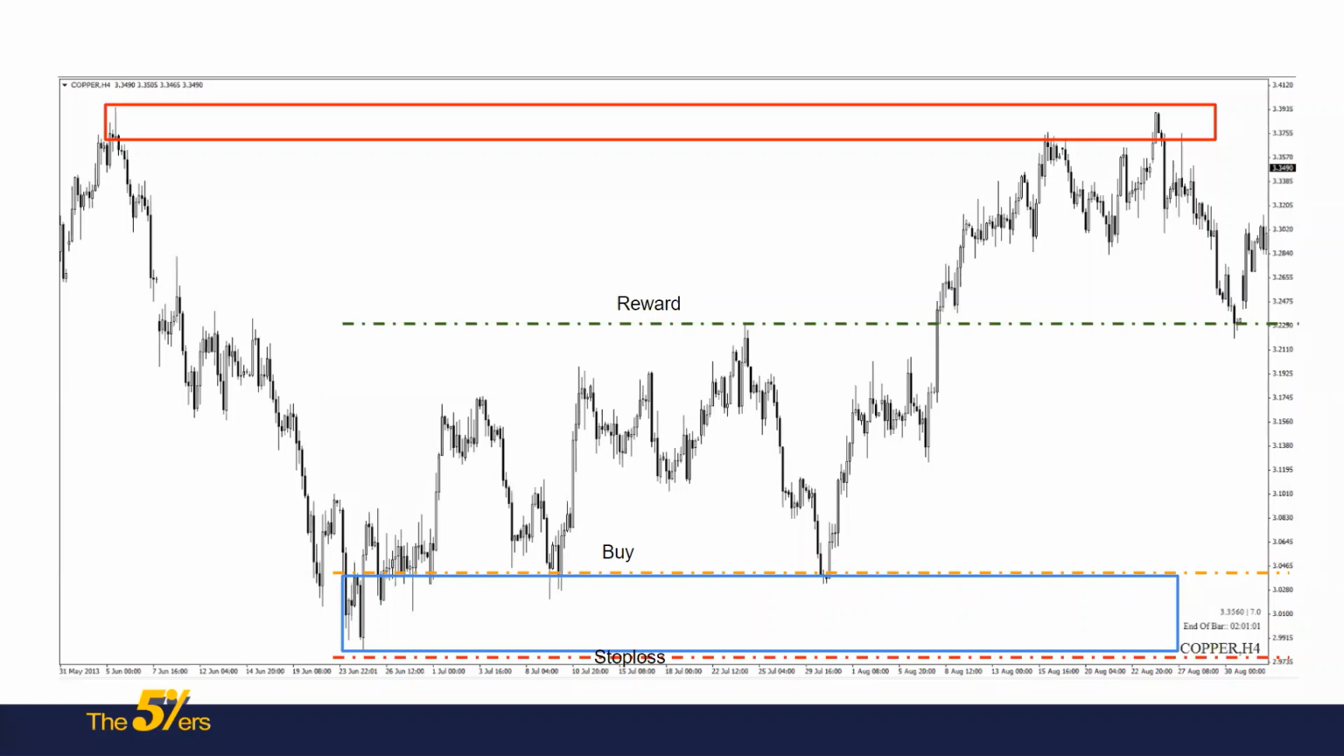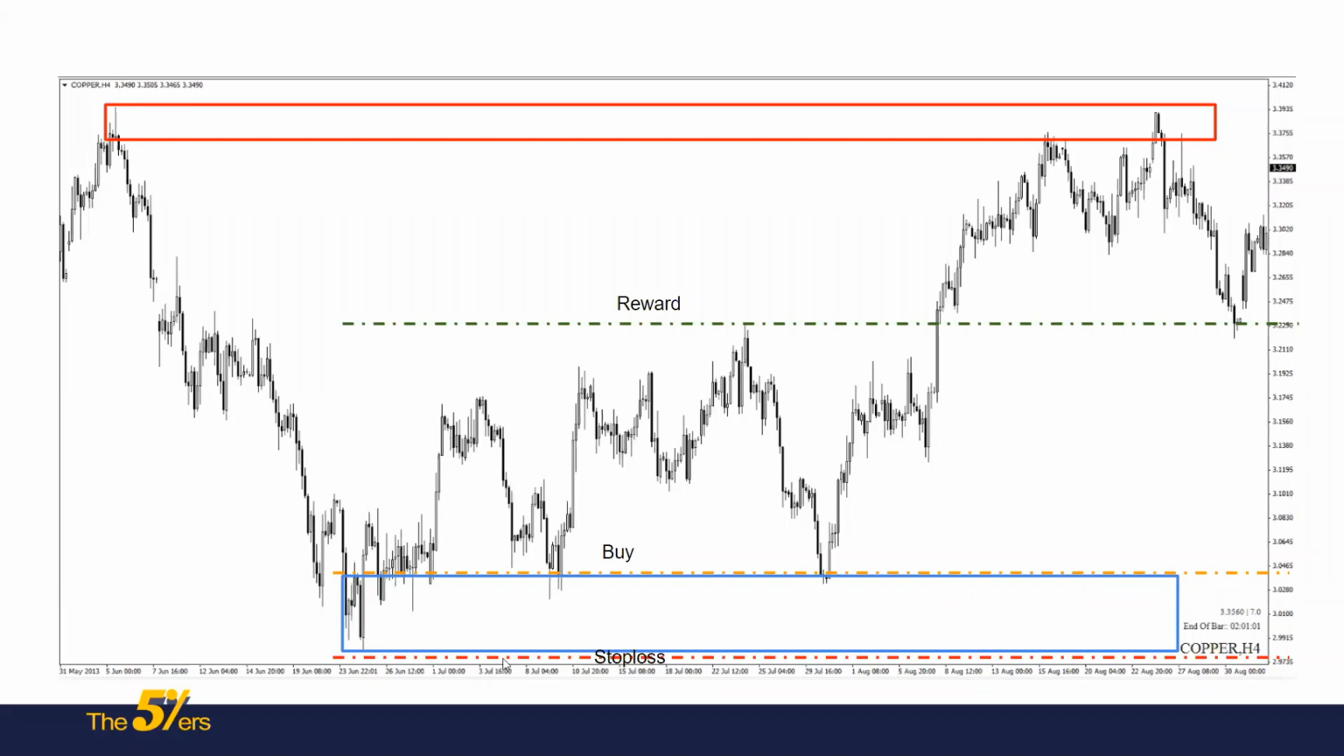So if you use confirmation, you will have fewer entries. But if you don't use confirmation, you probably will have lower win rates. So you will have to compensate for that with better risk management or a better entry profile. These are things to consider. It really depends on your personality or how you approach your trading in general.